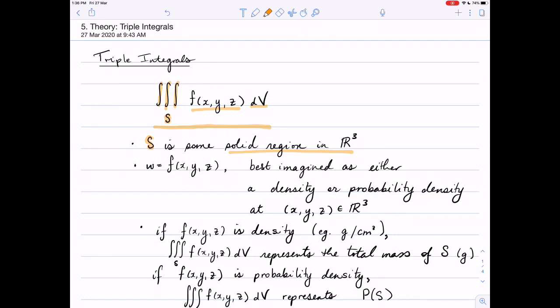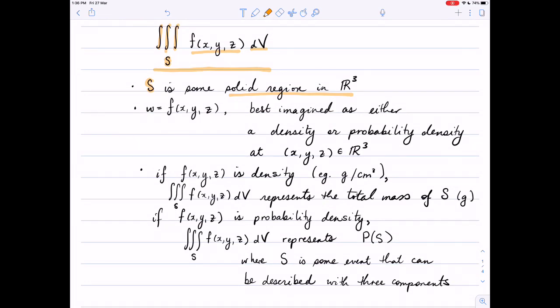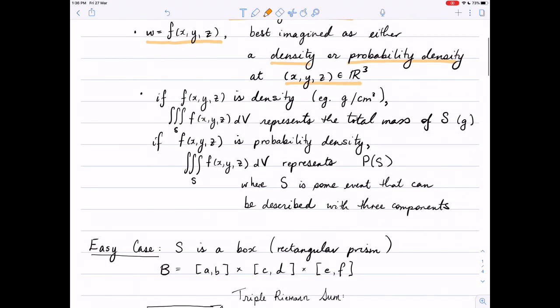dV. So not dA anymore, right? dA for double integrals, dV for volume, dV for triple integrals. So let's look a little bit more at the symbols. We're talking about w being some function f of x, y, and z. Obviously we don't need a w in the actual integral expression, but that is the way that we've written it in the past. And this function, we've also talked about things like this. This function can be interpreted or best imagined as either a density or a probability density at some point x, y, z in R3.